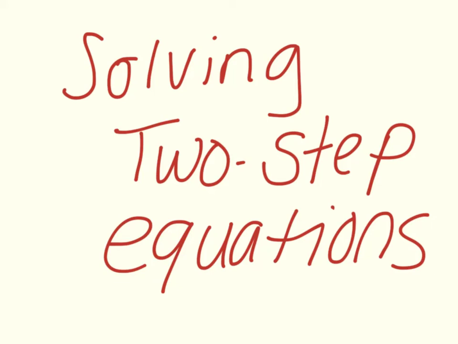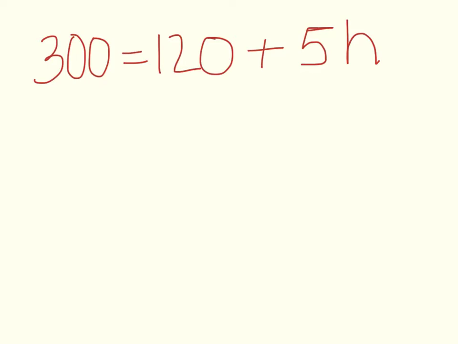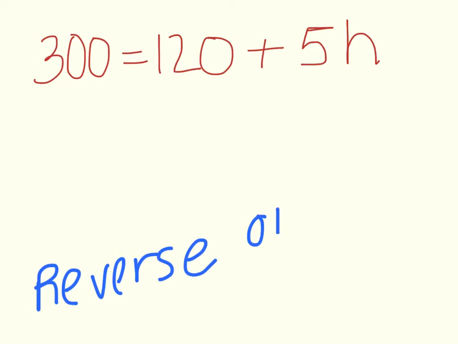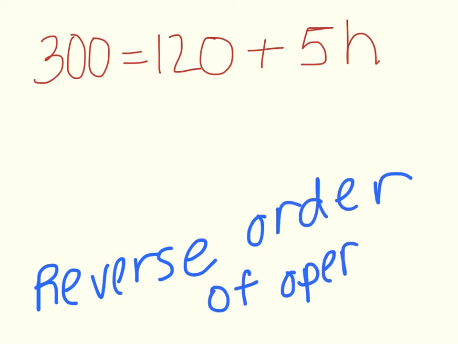Today we're going to talk about solving two-step equations. So that's solving for a variable that is going to take you more than one step to do. This is really similar to solving a one-step equation. You're just going to have to repeat the steps. And the only new thing that you need to know is when you are solving, you're going to use reverse order of operations. And you'll see what I mean as we go through some of the examples.